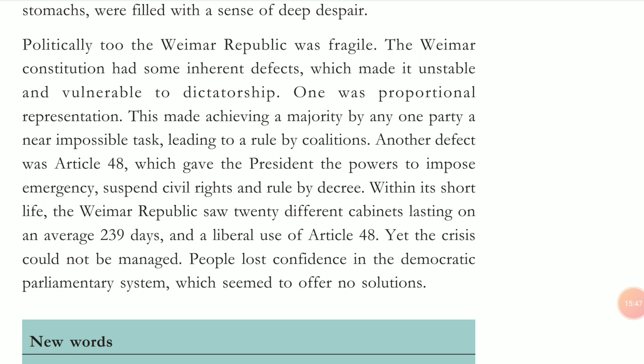Within its short life, the Weimar Republic saw 20 different cabinets lasting on an average 239 days, a liberal use of Article 48. So what happened? What did the Weimar Republic see? That 20 different cabinets were formed, lasting an average of 239 days; no government could run for longer than that. Only for 239 days they used to work, and 20 cabinets were formed.